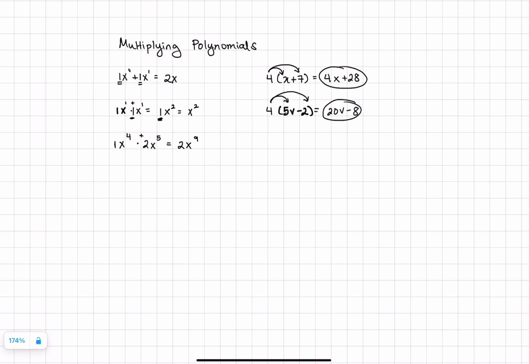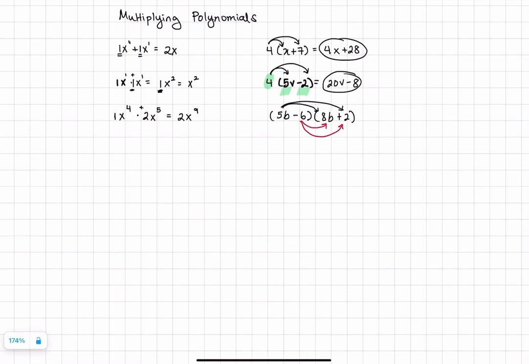So we have 5b minus 6 times 8b plus 2. Just like how we distributed this 4 over here to both the 5 and the negative 2, we're going to be distributing this 5b to both 8b and positive 2. And we're going to be distributing this negative 6 to 8b and positive 2.